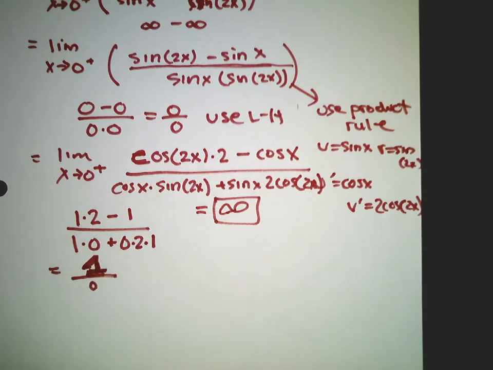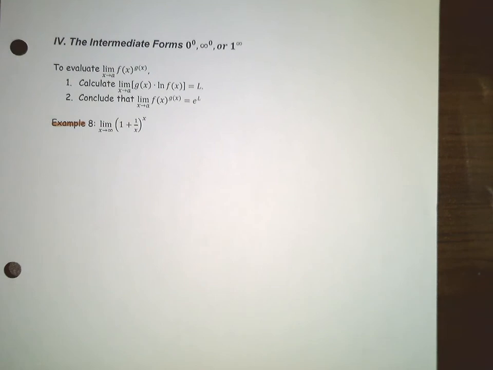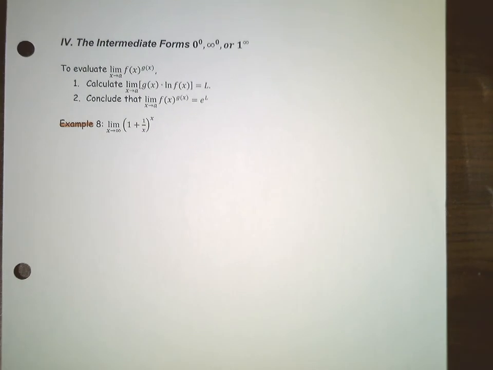All right, so now let's try another one here. So here are some other indeterminate forms: 0 to the 0, infinity to the 0, or 1 to the infinity. To evaluate these types of limits, here are the steps that you are given here. So here is the first one.